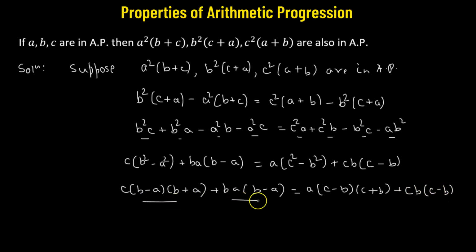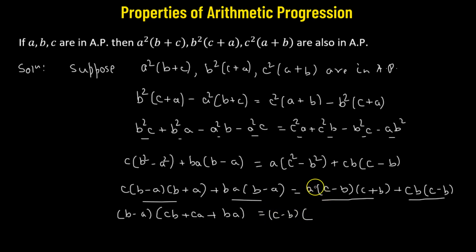Now we have two terms on the left hand side. From the two terms we can take b minus a as the common factor, where b minus a multiplied to, so from the first term we'll be left with c times b plus a, which will be simply cb plus ca, plus from the second term we have taken b minus a as the common factor, we'll be left with ba. This will be equal to, now on the right hand side we can take from the two terms c minus b as the common factor. So c minus b will get multiplied to, so in the first term we're left with a times c plus b, so that's simply ac plus ab.